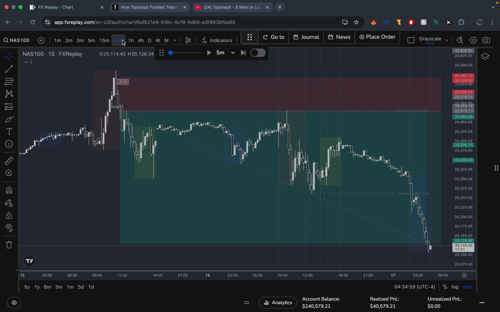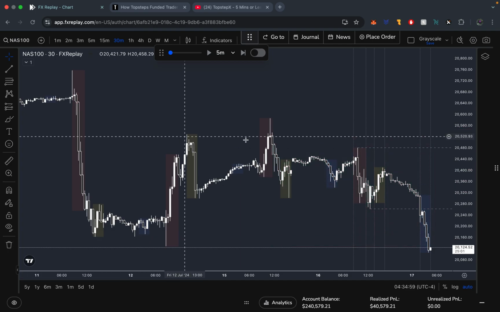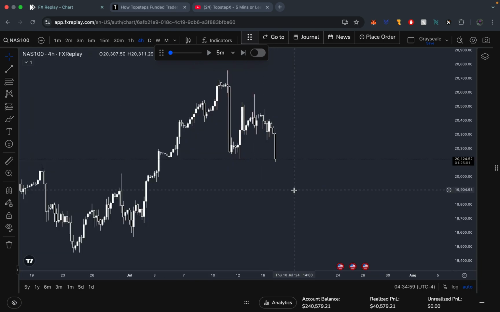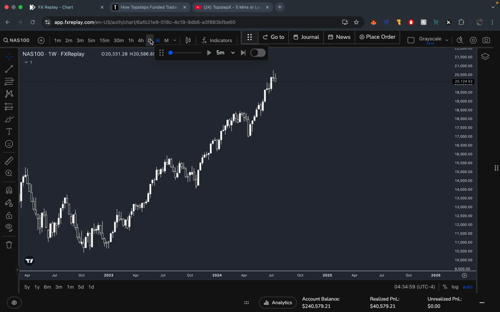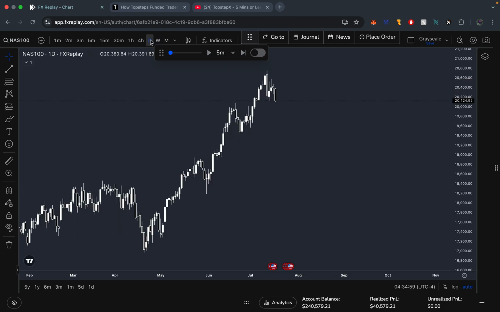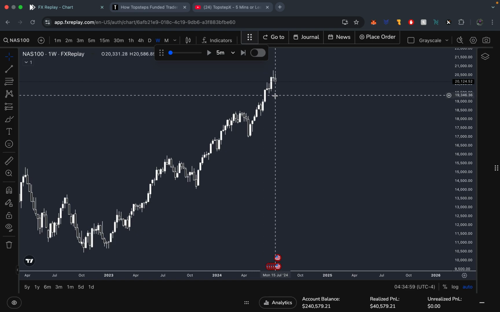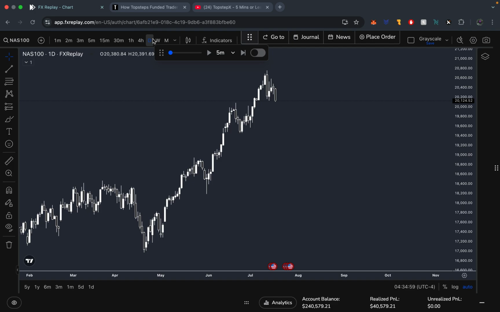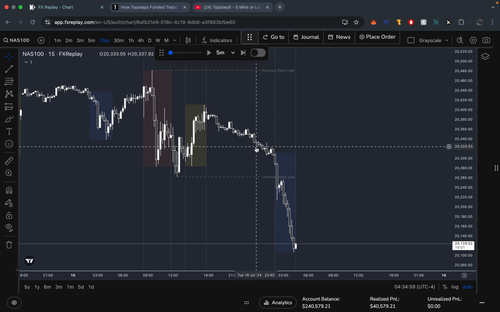First things first, let's take all the drawings off the chart. Clean chart. Right, previous daily high, previous daily low. So, daily chart. Bearish. Possible draw. Continuation up. London session.